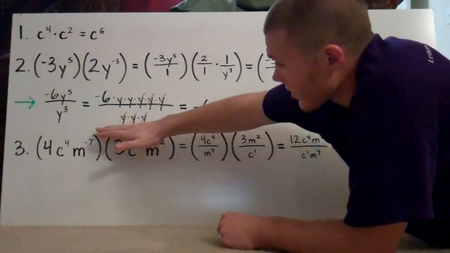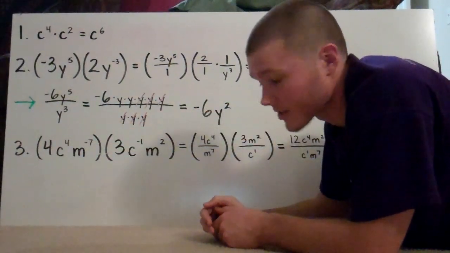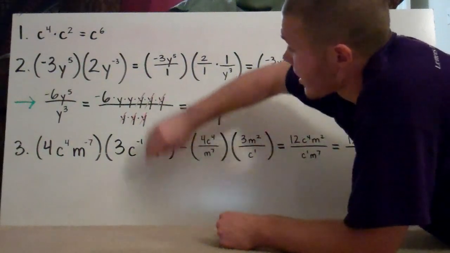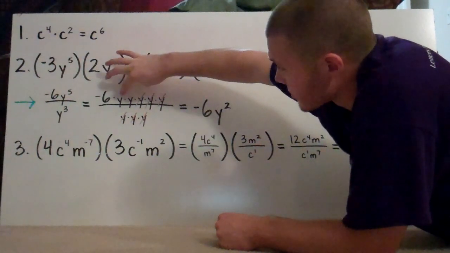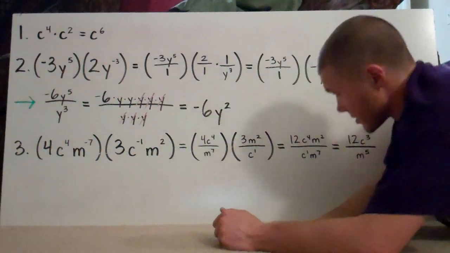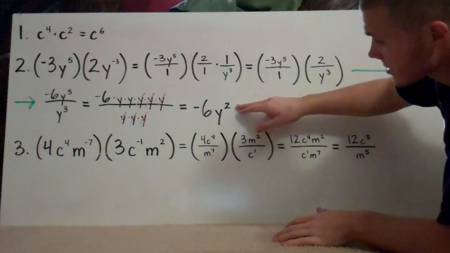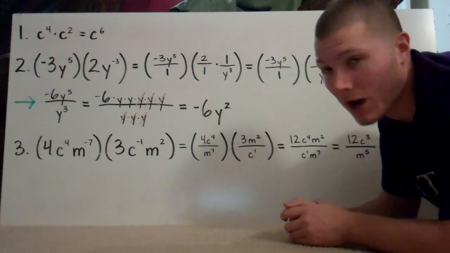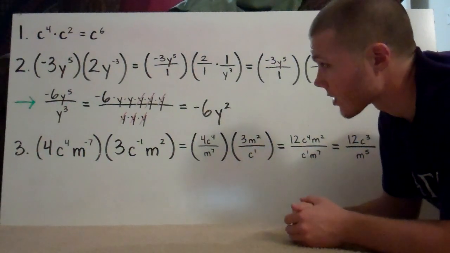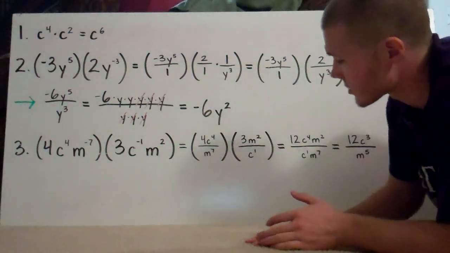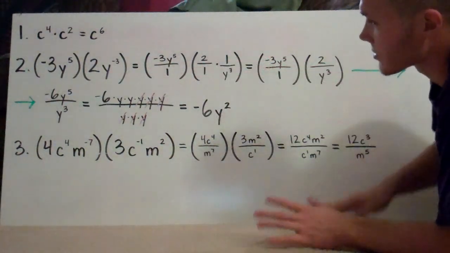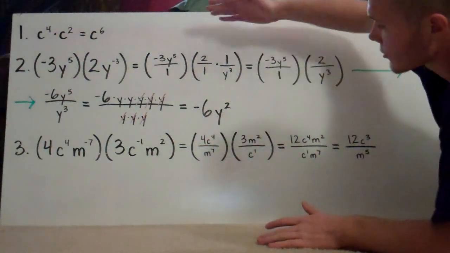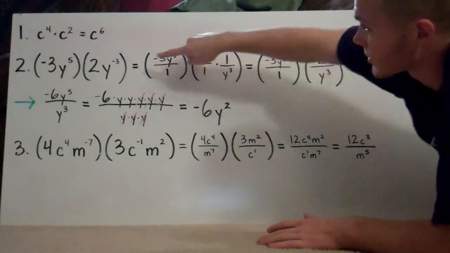So I've got nothing left on bottom, which is nice, because now I don't have a denominator. Then on top, I just have negative 6 times y, which is the same thing as negative 6 y to the second power, or y squared. Alright, another example. This one's a little bit longer, but I skipped a couple steps. So if you're confused, you can always refer back to some of the steps we used to solve this problem.